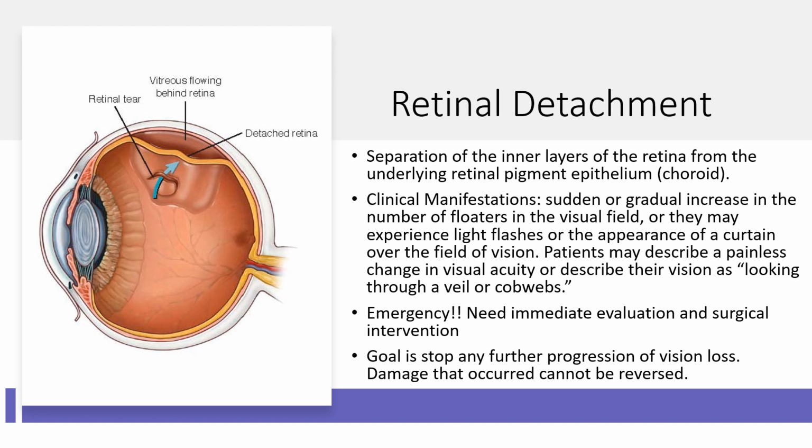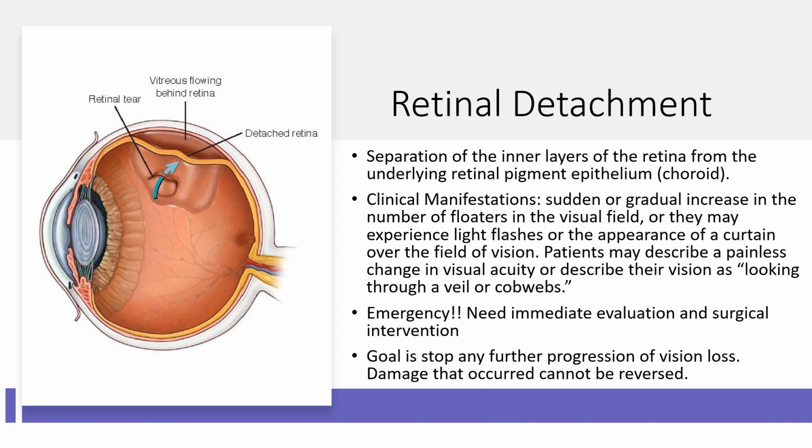Clinical manifestations. So these can be sudden or gradual. Patient may notice an increase in the number of floaters in the visual field. They might experience light flashes or the appearance of a curtain over their field of vision. Patients may describe painless change in visual acuity and might say that they feel like they're looking through a veil or cobwebs. Immediate evaluation followed by surgical intervention is the only effective treatment for this.